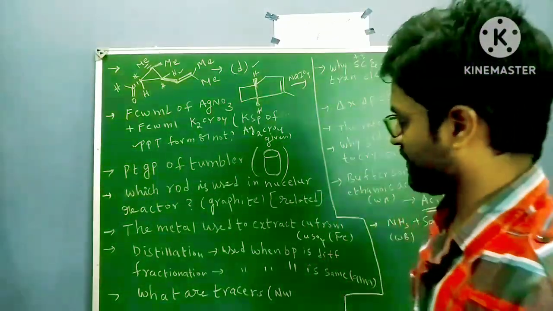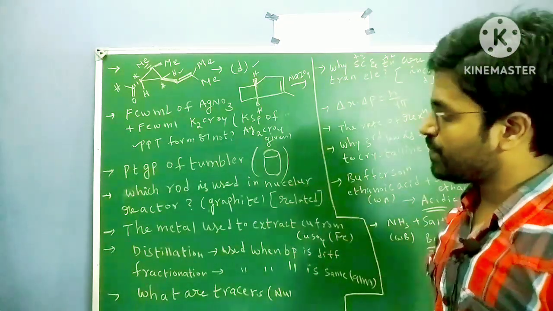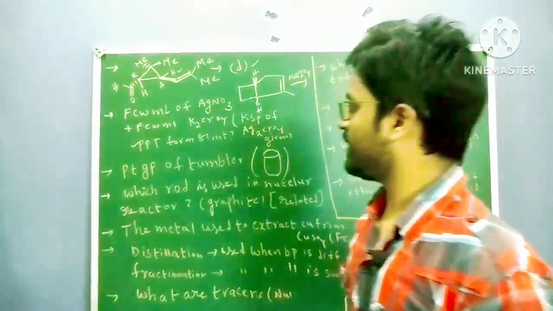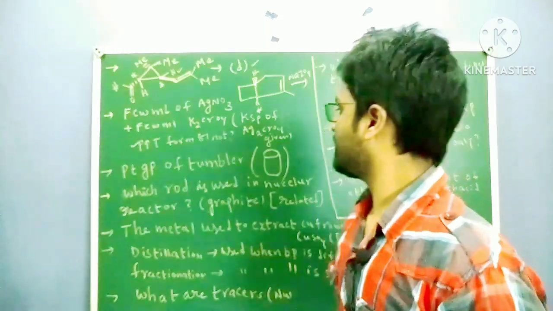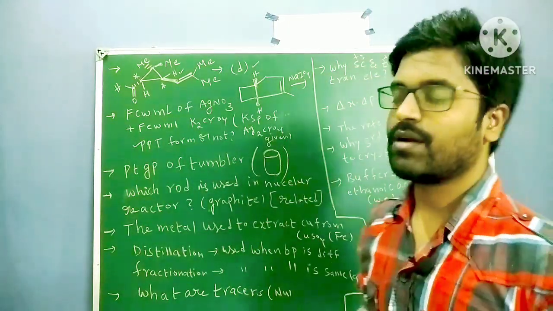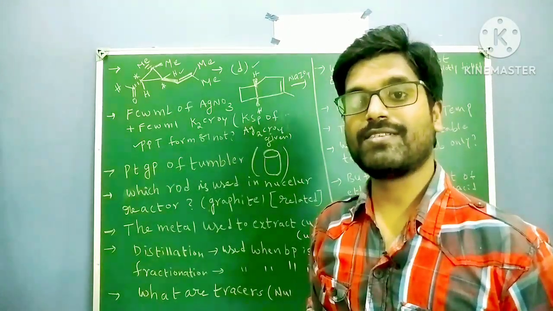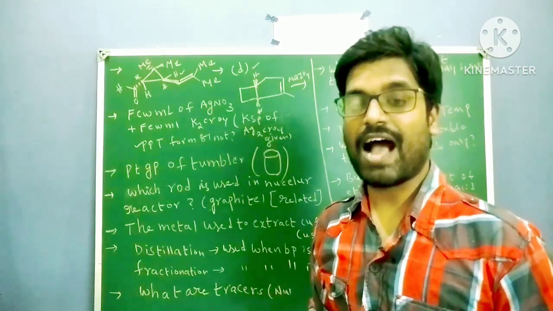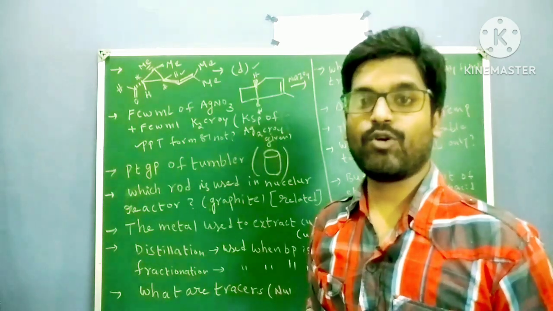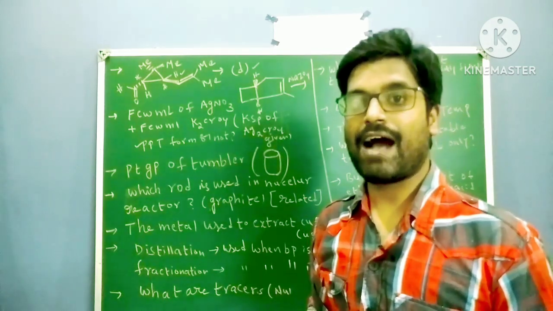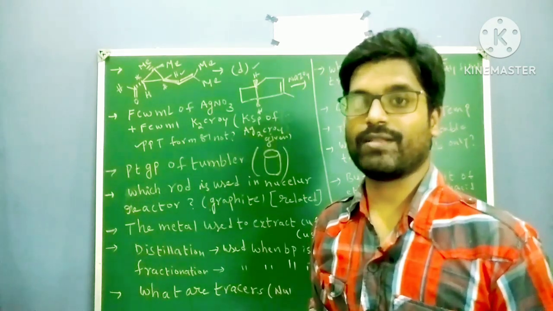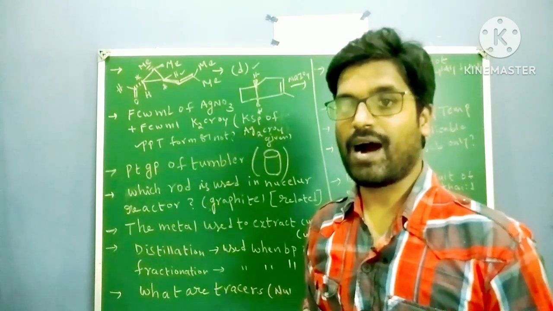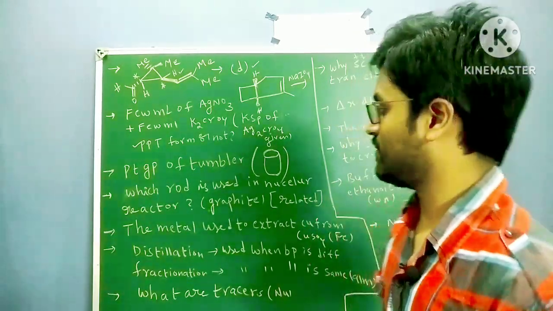Okay, next, a group theory question. So this question is regarding group theory. The point group of a tumbler, that is, this glass. What is the point group? Whether it is D2h or D2d or any other point group. You must have an idea on point groups. I know you people definitely have an idea on these point groups. So please give the answer to this also in the comment section.